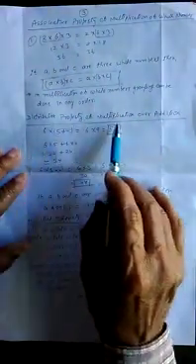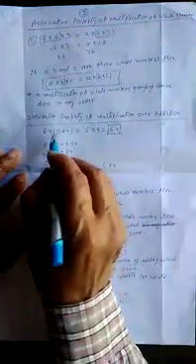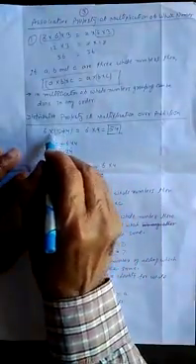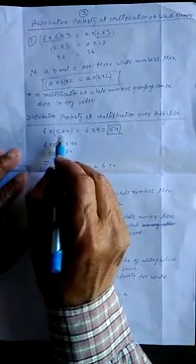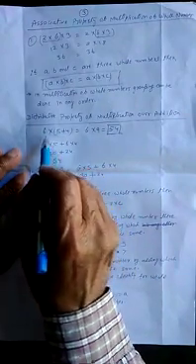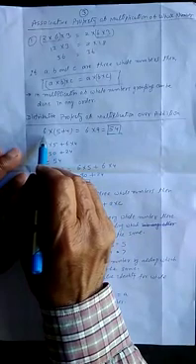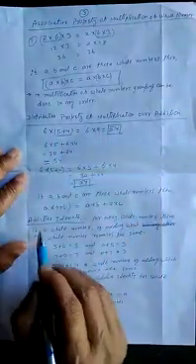Now, distributive property of multiplication over addition. Outside the bracket there is multiplication, and inside the bracket there is an operation of addition. Here what should be done? It can be solved in two ways. One, 6 × (5 + 4), 5 plus 4 is equal to 9. Then 6 × 9 is equal to 54.